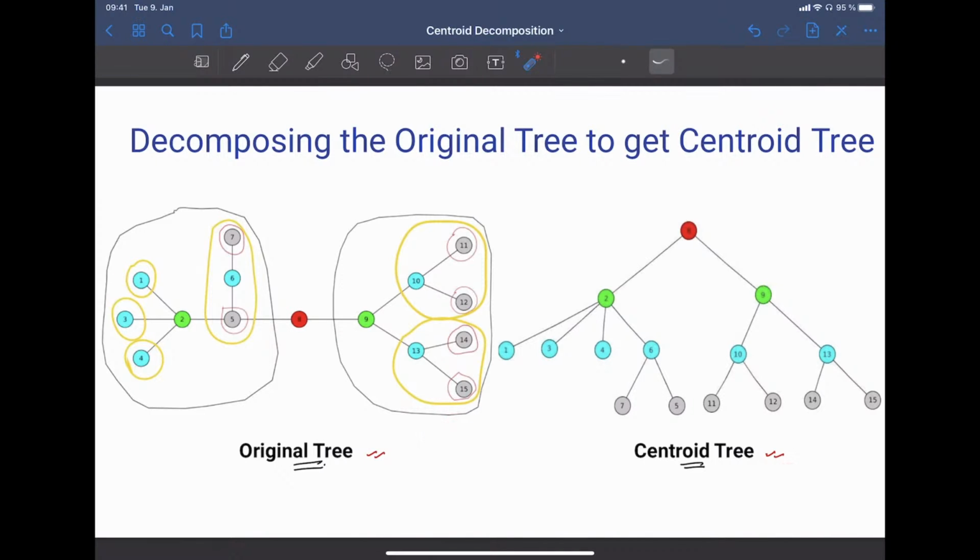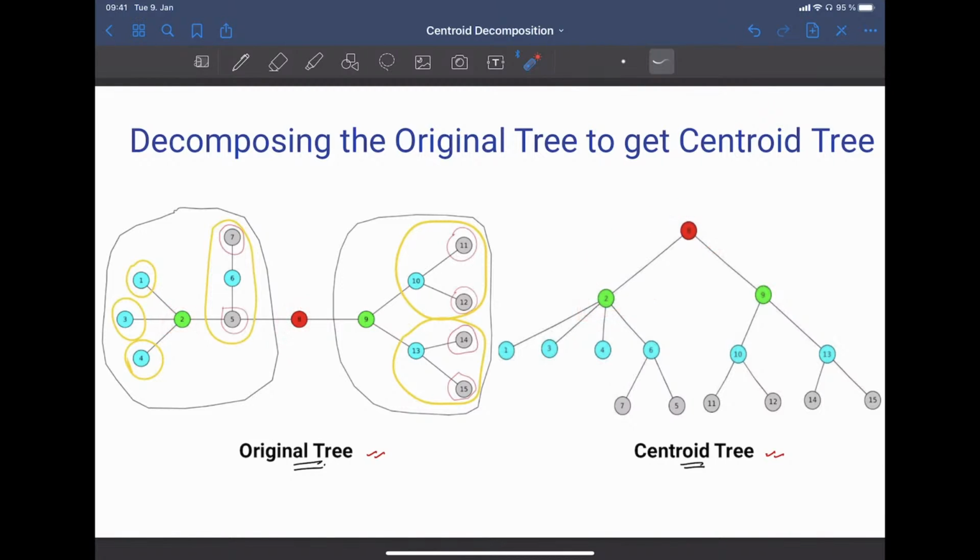The centroid tree has all the nodes of the original tree. Every node in the original tree becomes a node in the centroid tree at some point during this decomposition procedure. But their shapes are very different. For example, there is an edge between node 8 and node 2 in the centroid tree, but there is no edge between node 8 and node 2 in the original tree. So the structure of these two trees is very different.